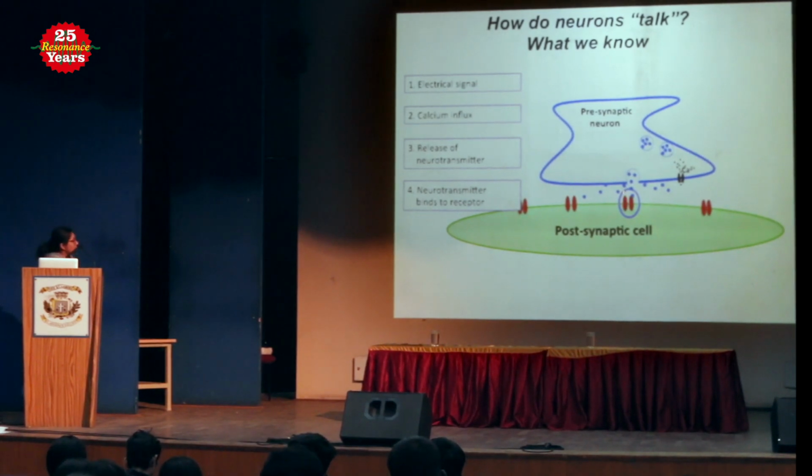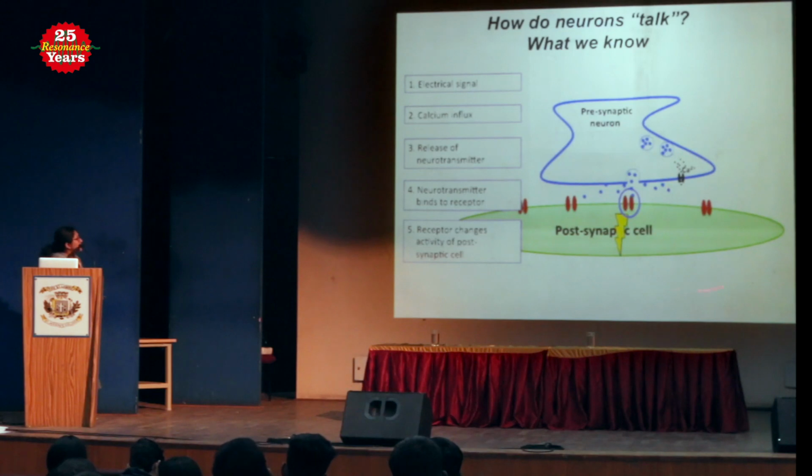The neurotransmitter then binds to a receptor, another molecule, a protein that sits on the surface of this postsynaptic neuron, the neuron that it's going to be talking to. This causes changes in this postsynaptic neuron. And essentially that is how we do everything.